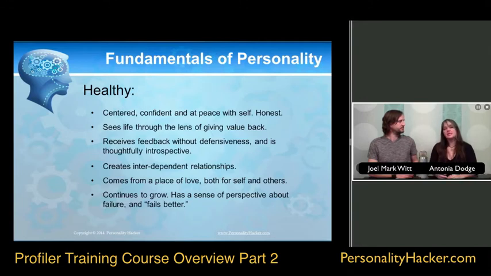Healthy people create interdependent relationships, and the functions themselves create interdependent relationships with each other as well. So it's not just the person holistically, but the processes themselves also create interdependent relationships. And they come from a place of love, both for themselves and other people. They continue to grow, as Joel just mentioned. It's not just using, it's exercising. So you continue to grow.